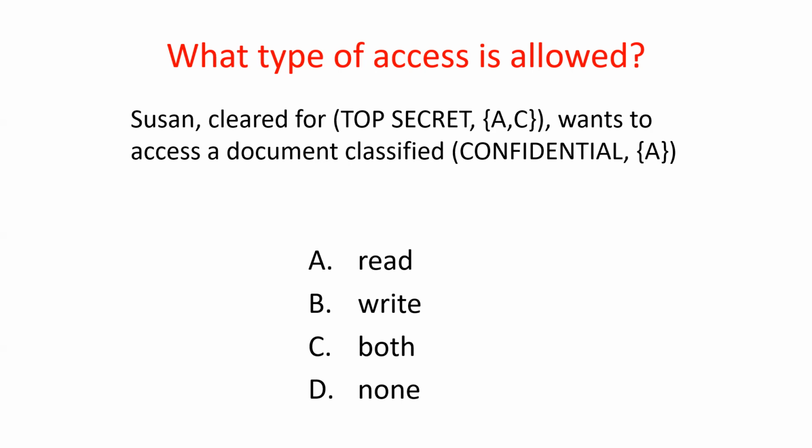Okay, the majority have it right. The answer is A, read. Susan can read this. Susan has top secret AC. The document is confidential. Secret is greater than confidential, so it dominates. Dominate again requires that the level is greater and that the set of categories of the object are a subset. The category here is A, and Susan is A and C. There's an extra one there, but it just requires a subset. So this is A.